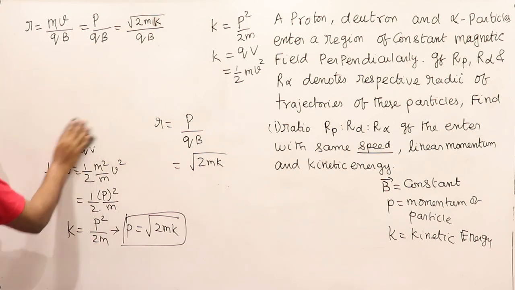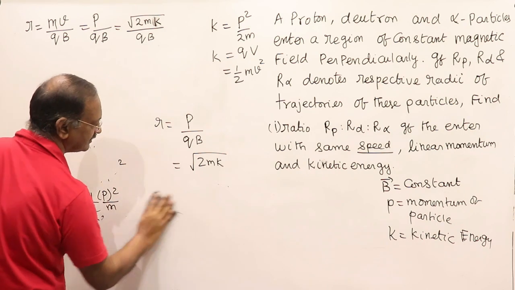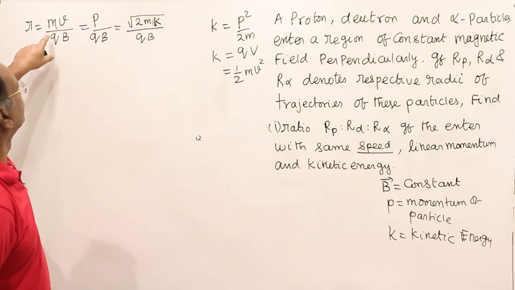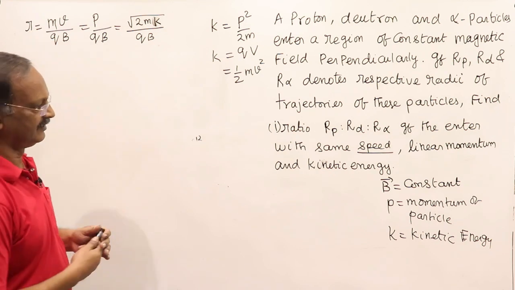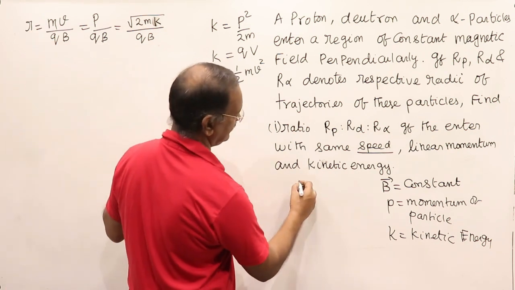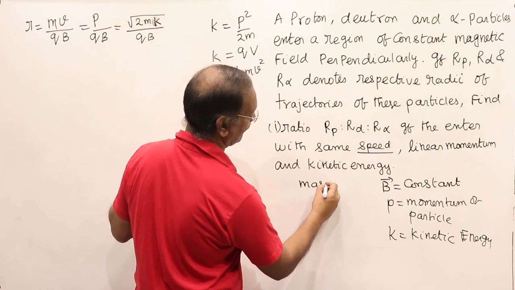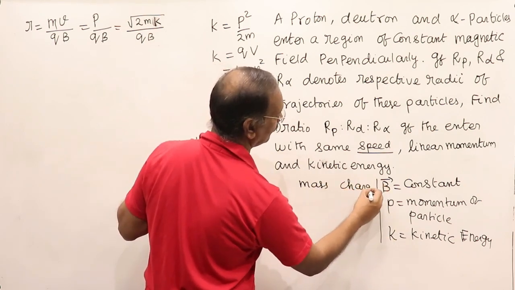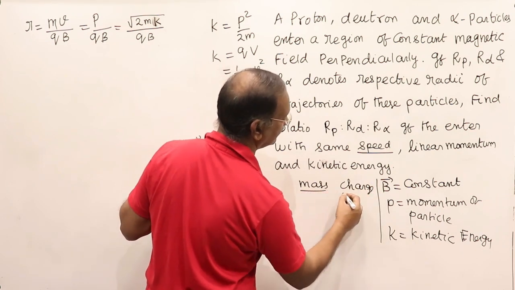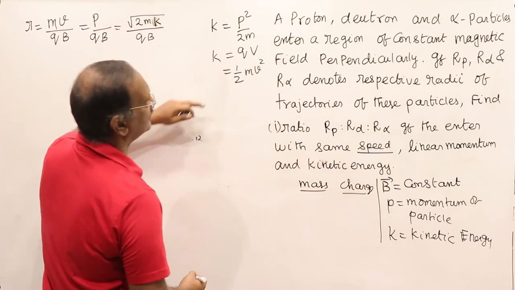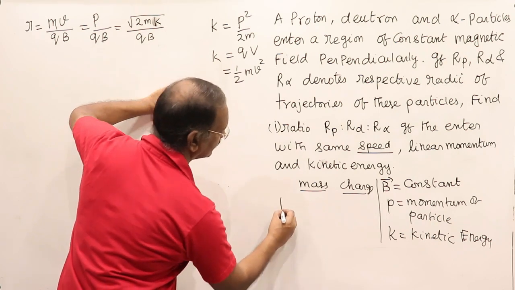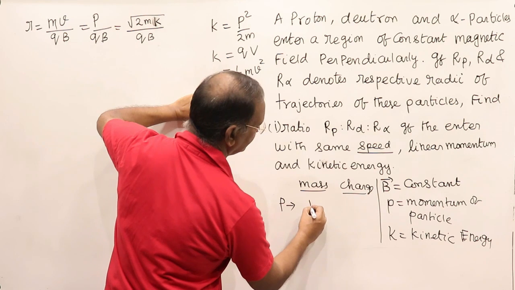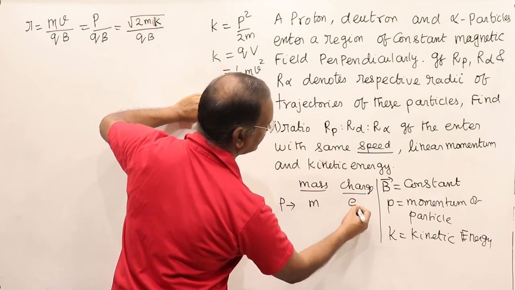Now let us get into the problem. The problem says, first condition, alpha particle. See here, mass is involved and charge is involved. Mass for whom? Charge for whom? First let us take a proton. For the proton, if mass is m, the charge is e.